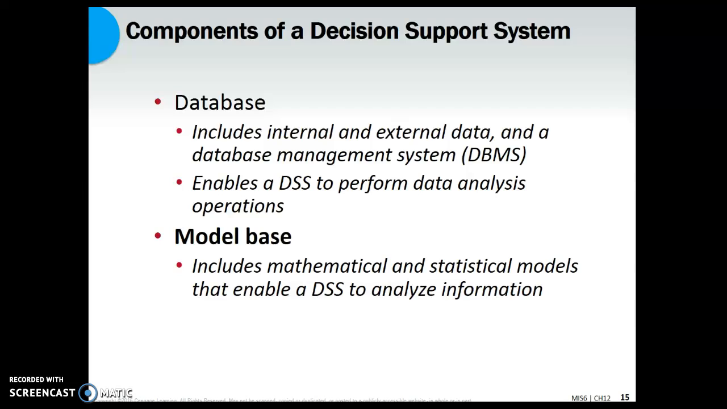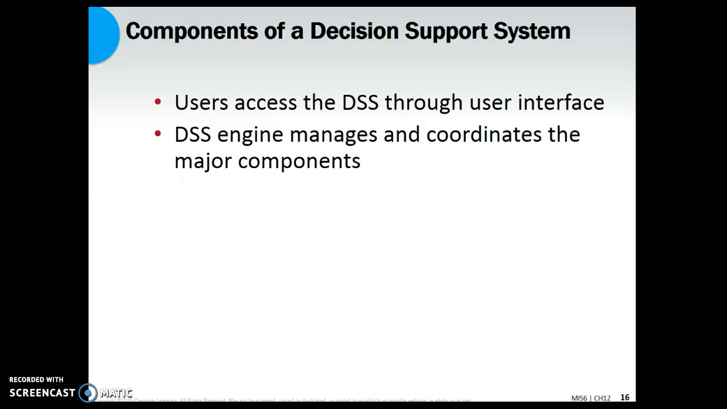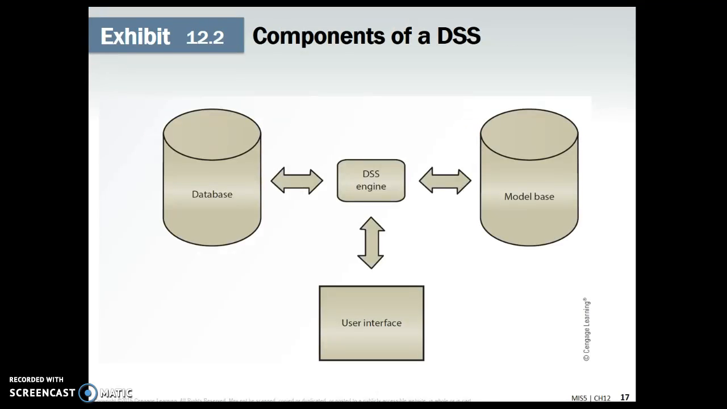Some components of a decision support system are, of course, a database, because that has the data that supports the decision that you make. It should always be a data-driven decision. Other components of the decision support system are the users and the users' access through the user interface. And the decision support system engine manages and coordinates the major components. So here's a look at the components of a decision support system, and it gives you an idea of how it works and how they interact.